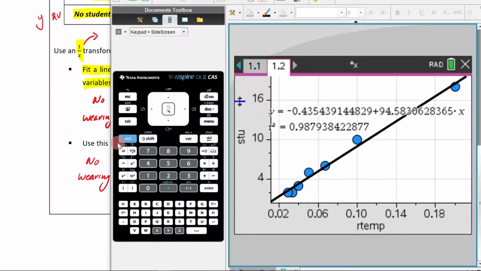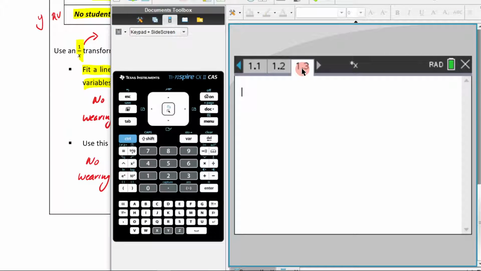So now we're going to come to our CAS. We'll go control, we'll go doc, we'll go add calculator. And I'm just going to type that in. So it's going to be negative 0.4 plus 94.6, and then I'm going to times that. Oh, what am I doing? Sorry, I wasn't even looking at what I was doing there. Nothing was coming up. My apologies. All right, let's try that again, shall we?